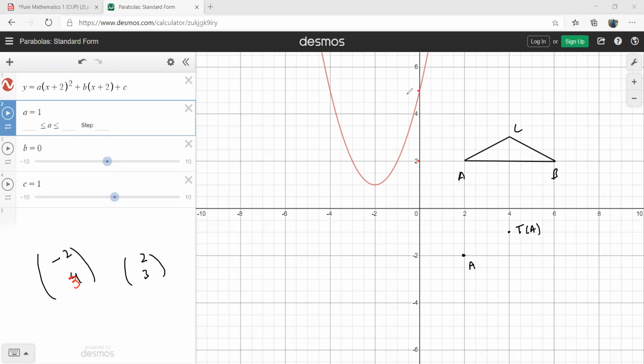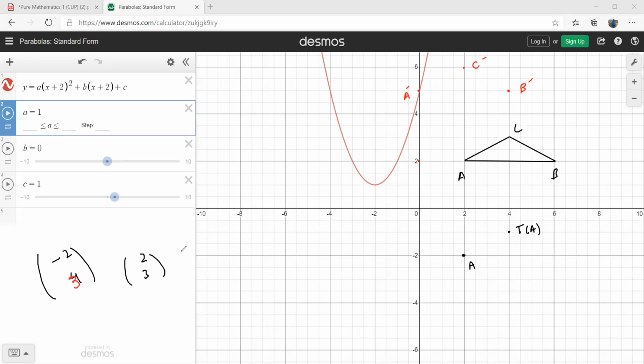So this is your new A dash. This B is 2 steps left, and then going 3 steps up. So here is your B dash. And then the C going 2 steps left and going 3 steps up. So this is your new position for this C dash.